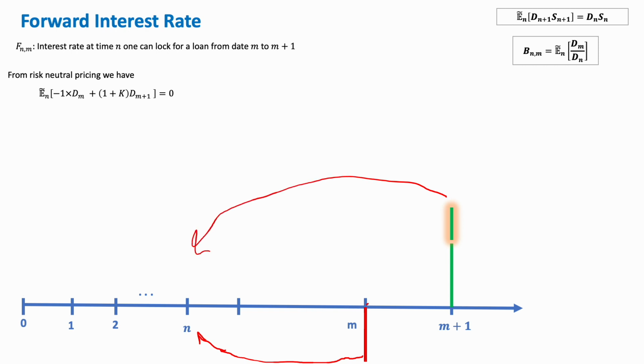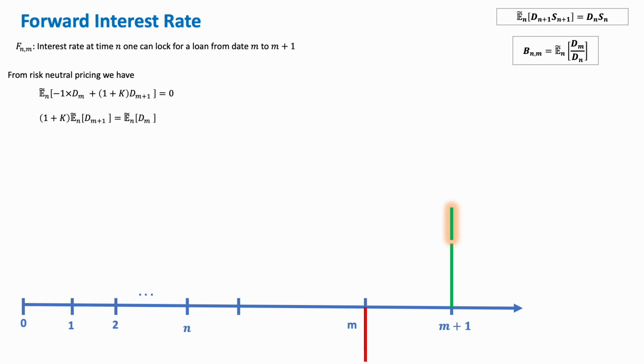So at time M plus 1, we're getting this K plus this 1. That's where this 1 plus K is coming from. And this minus 1 is nothing but this minus 1 that we have at this time here. And since we want this K such that this contract is fair, we're saying the initial value is equal to 0. And then we're going to try to find this K.